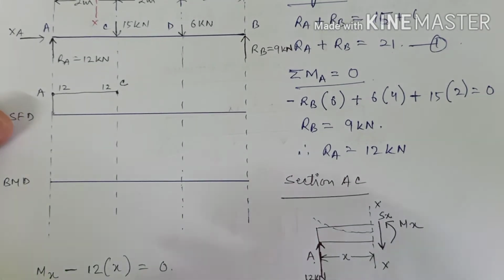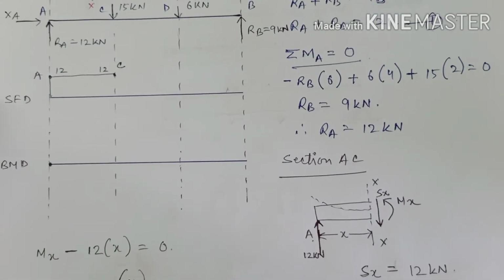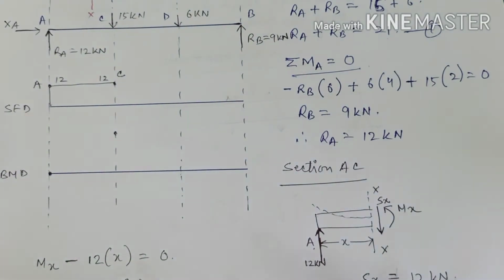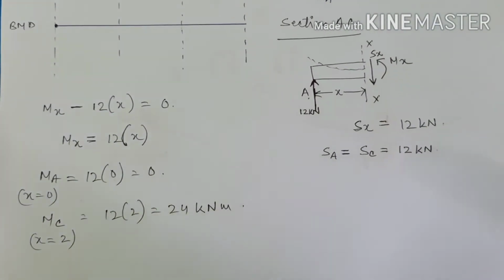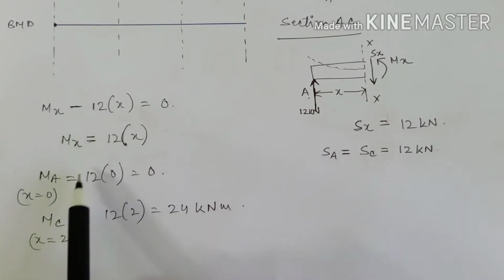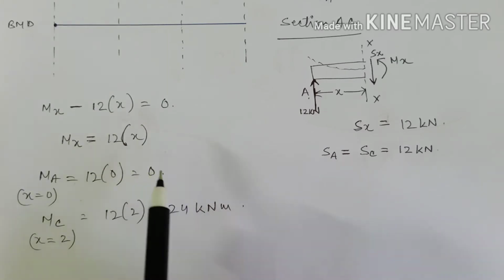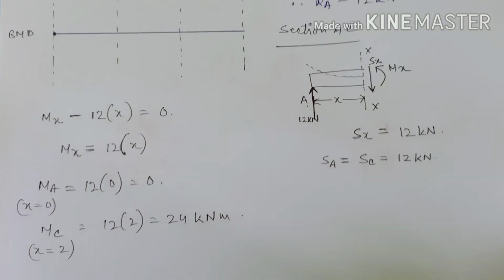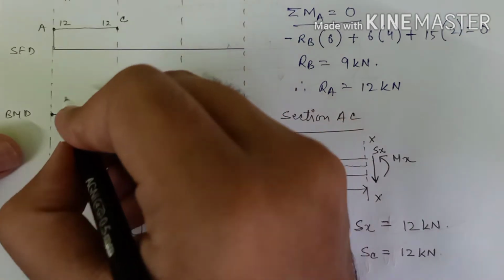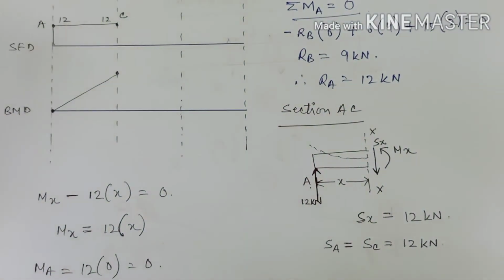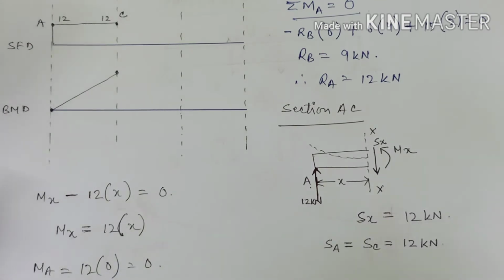So the bending moment at A is 0, that is this point, and the bending moment at C is 24, let us suppose that is this point. This will be joined by a straight line because this is a polynomial, and the degree of the polynomial is 1 over here, which is a linear polynomial. So we will join these two with a straight line. Our calculation of bending moments and shear forces for section AC is done.